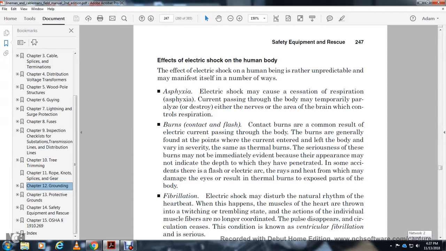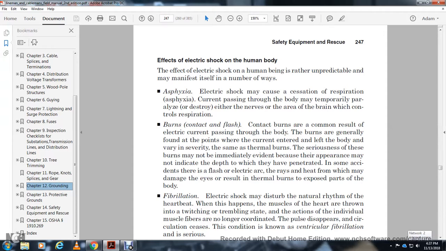All right, the effect of electrical shock on the human body. The effect of electrical shock on the human body is rather unpredictable and can occur in a number of ways. Asphyxiation: electrical shock may cause a sensation of paralysis of respiration. Current passing through the body may temporarily paralyze the diaphragm or destroy the nerves or the area of the brain that controls respiration.